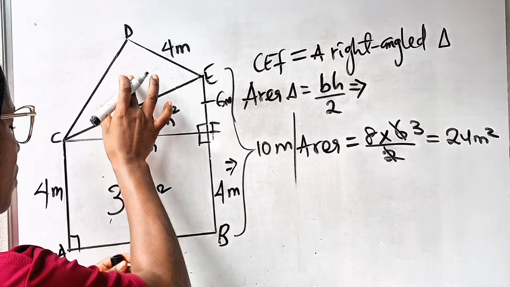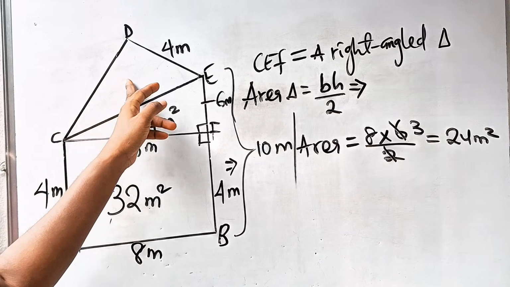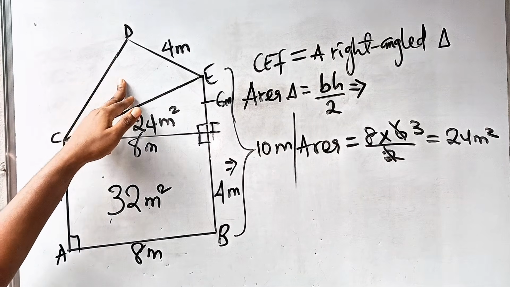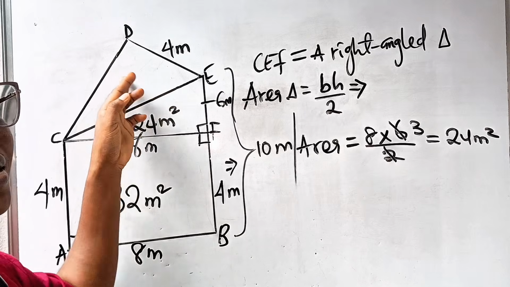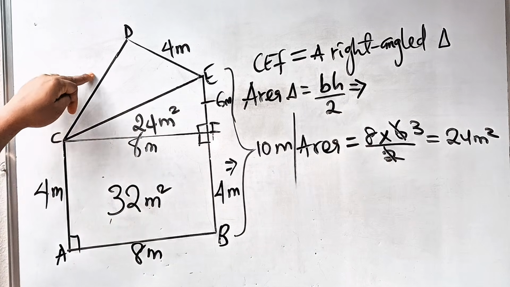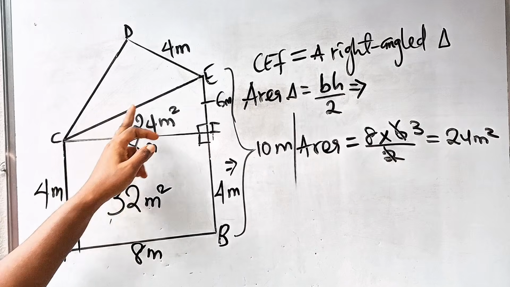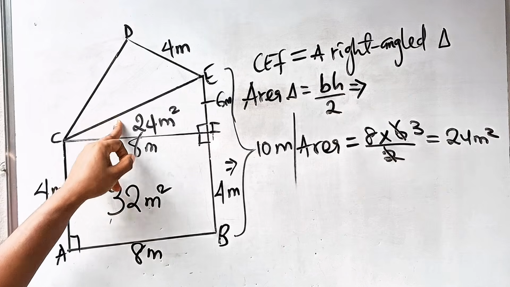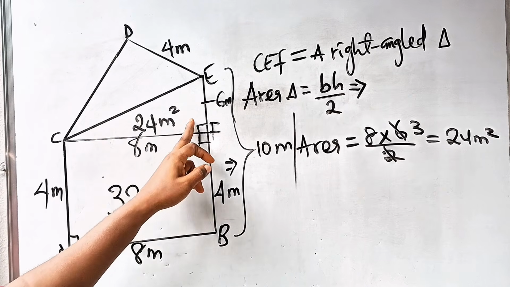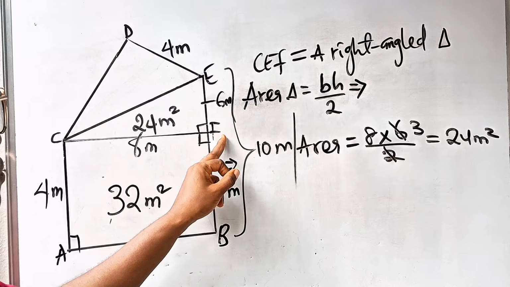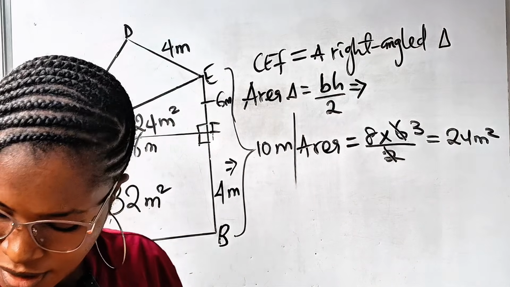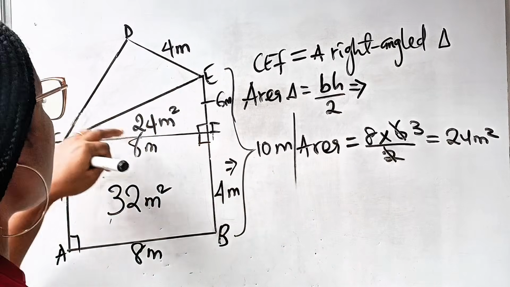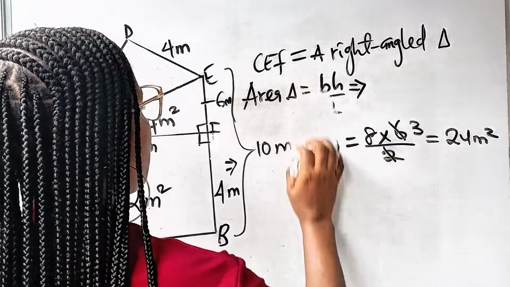Now we are left with this particular side. This is not a right angle triangle, neither is it a parallelogram, neither is it an isosceles triangle. This is a scalene triangle because this side is different from this side, which is different from this side. Now to get this place, we can easily get here using Pythagoras' theorem on CEF. Using triangle CEF, let's find the length of CE.